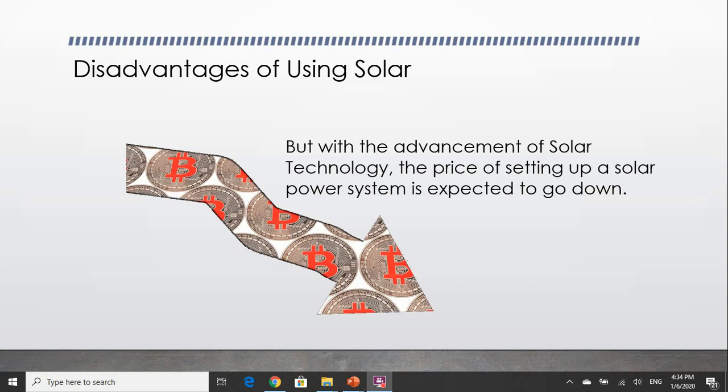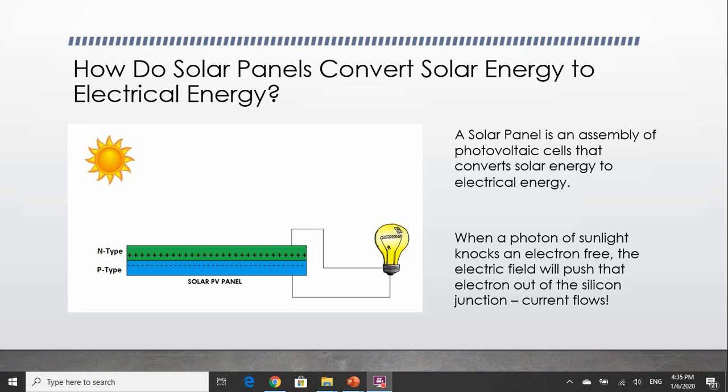How do solar panels convert solar energy to electrical energy? Simply put it this way. When a photon of sunlight knocks an electron free, it creates enough potential to allow the electrons to flow. Thus, a current is created.